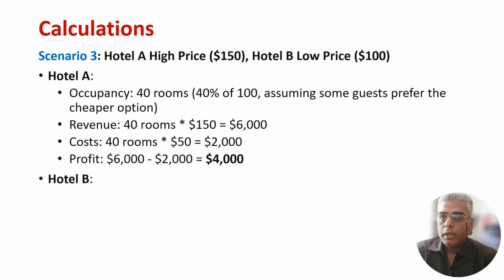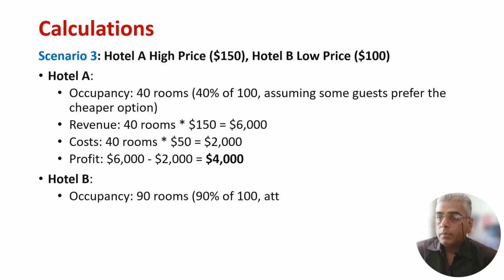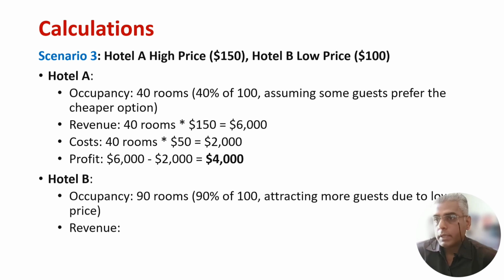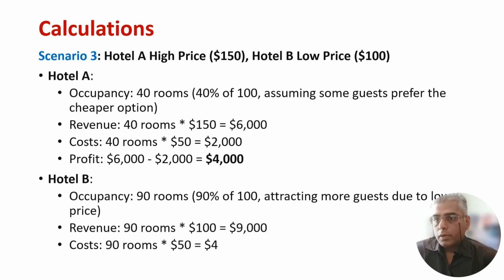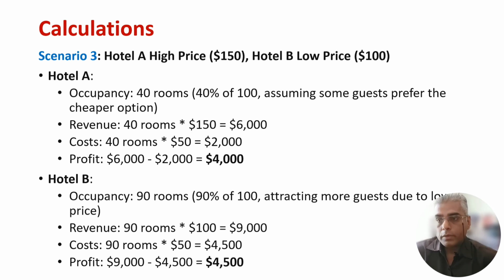Whereas hotel B, which prices itself at $100, will do an occupancy of 90%, 90 rooms, as it will attract more guests with the lower price. The revenue it will do would be $9,000, and the cost it would incur would come to $4,500, whereas the profit would be $4,500. So as you can see, hotel B is doing a higher profit at a lower price, whereas hotel A is doing a low profit at a higher price.